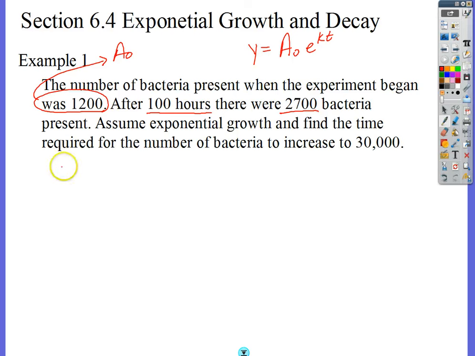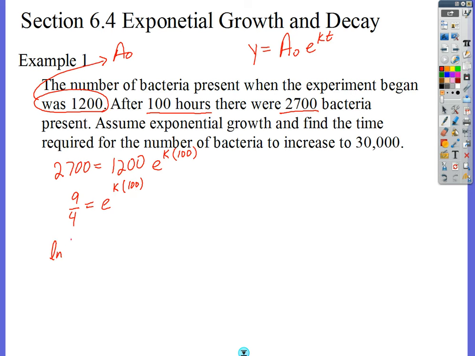So what I know is that my y is 2,700, which is equal to my initial amount of 1,200 times e to, I don't know what k is, but it happened over 100 hours. Okay? And so I begin the process of solving. I could divide both sides by 1,200, and what I end up getting is 9 over 4 is equal to e to the k times 100. Well, I need to solve for k, so how do I do that? I raise each one to the natural log.